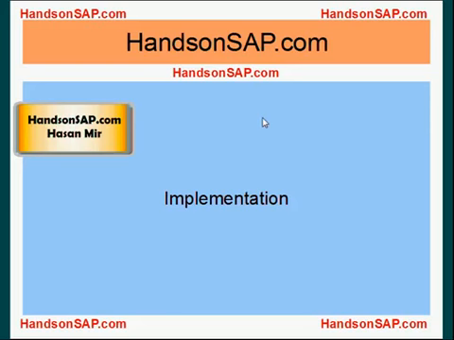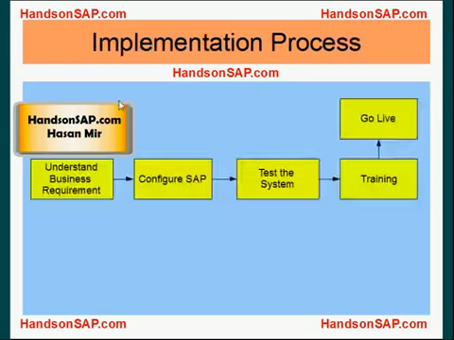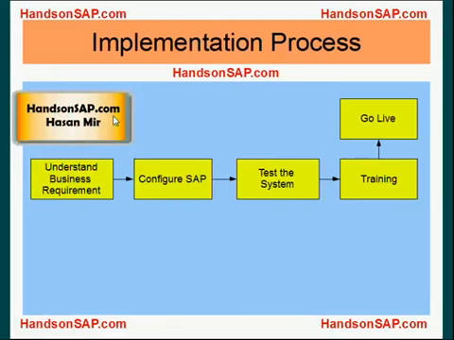In this tutorial, I'll try to explain the concept of implementation. So this is what an implementation process looks like. First, functional consultants try to find out the business requirement of the client. Once business requirements have been understood, the SAP system is configured accordingly. Then the system is tested. Then the training is provided to the end users who will be using the system, and then you put the system in a production environment, and that part is called a go live.